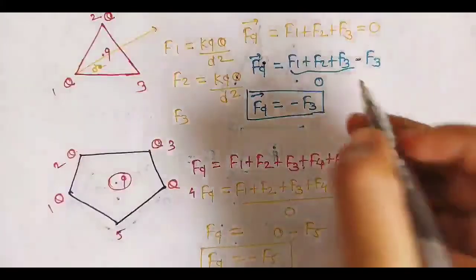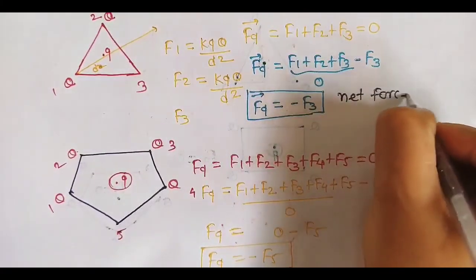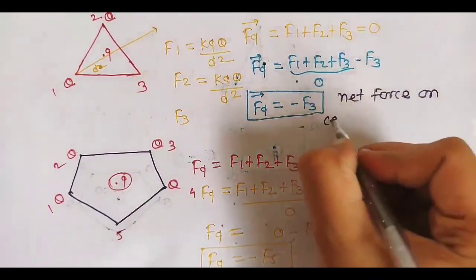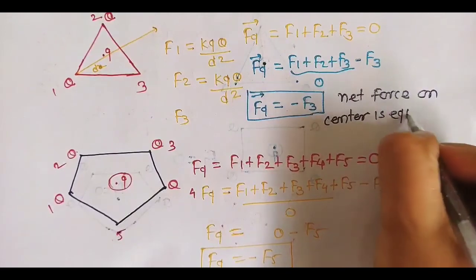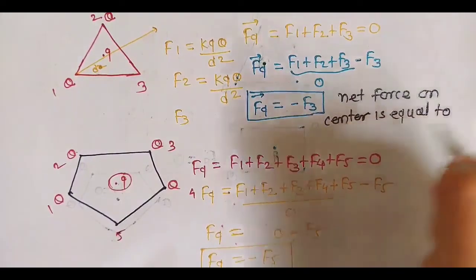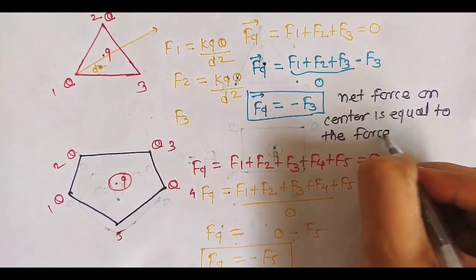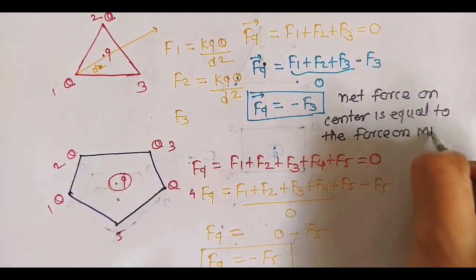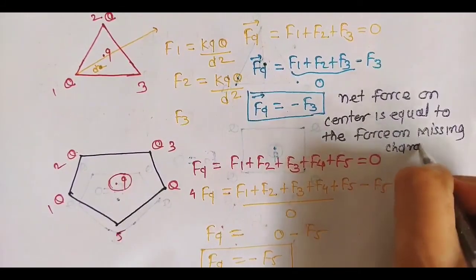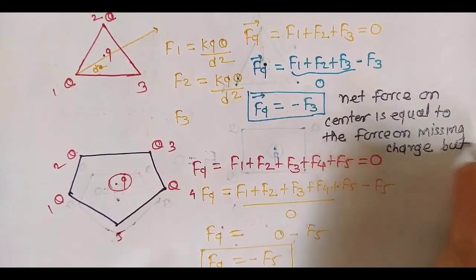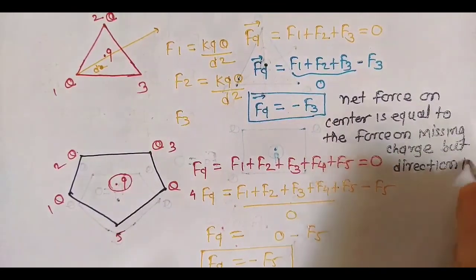So we can write it as: the net force on the center is equal to the force on the missing charge, but the direction is opposite.